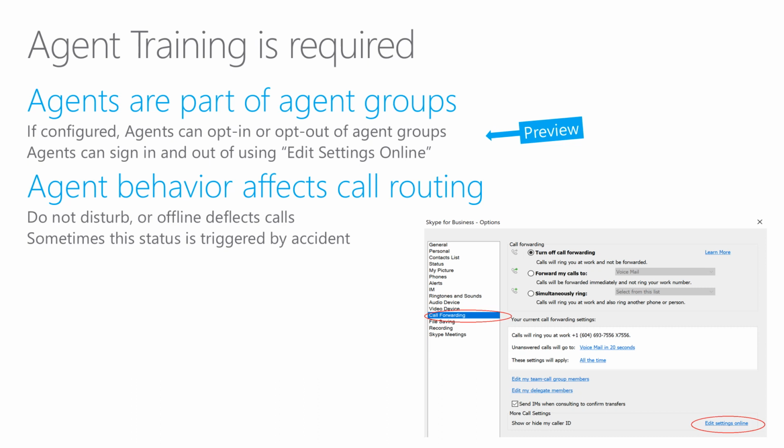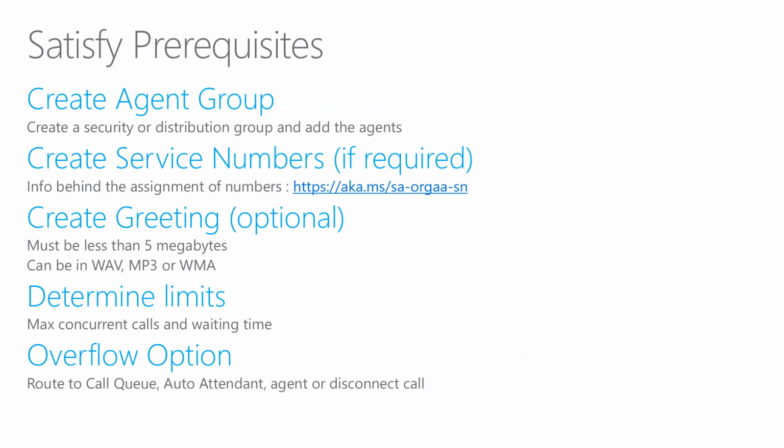Agent behavior affects call routing. If they go to Do Not Disturb or offline, they will deflect calls. If this is the only agent in the group, then now your group isn't reachable anymore. Unfortunately, sometimes the status is triggered by accident.